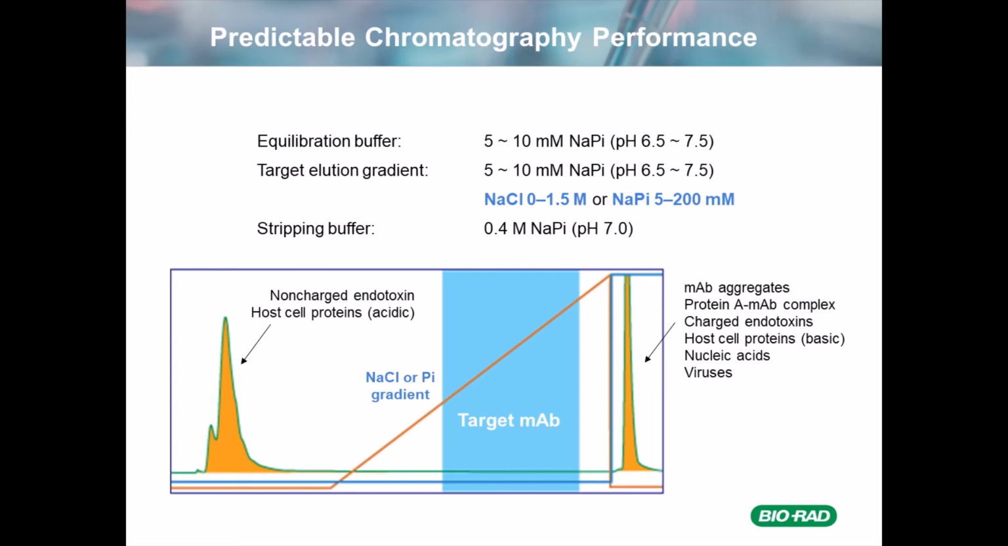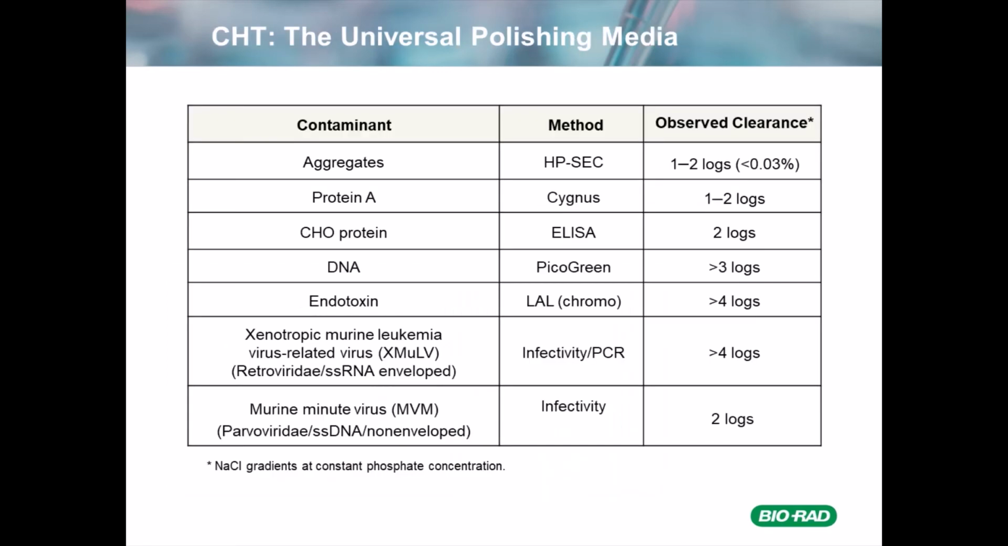The table here lists the full panel of process and product-related impurities and how efficiently CHT chromatography removes them. Basically, all these impurities can be taken care of in a single step.